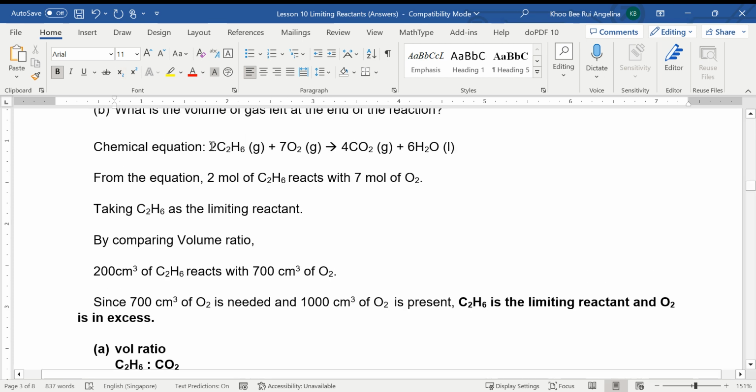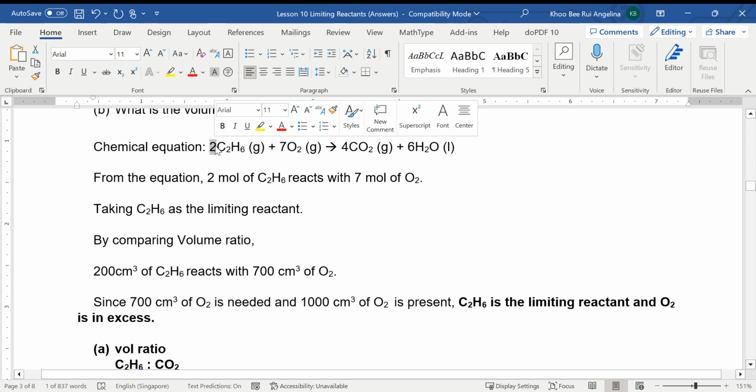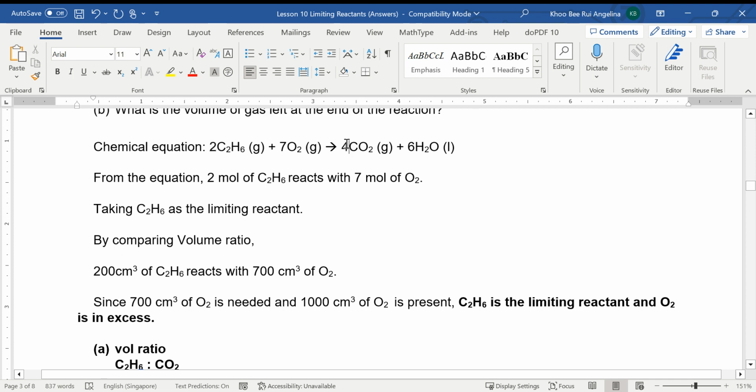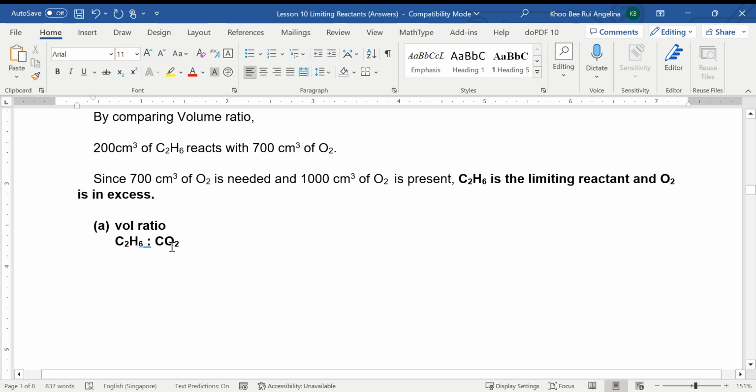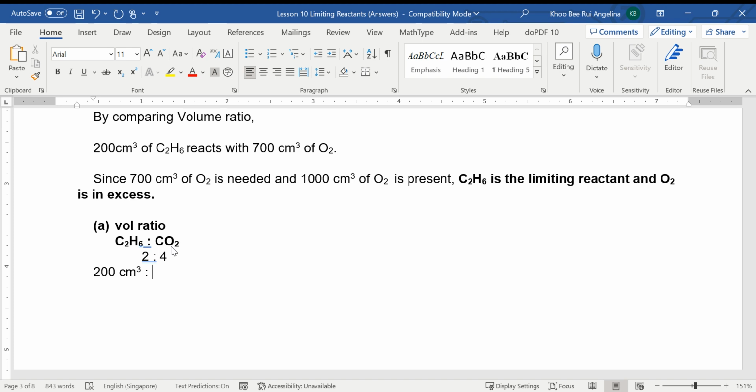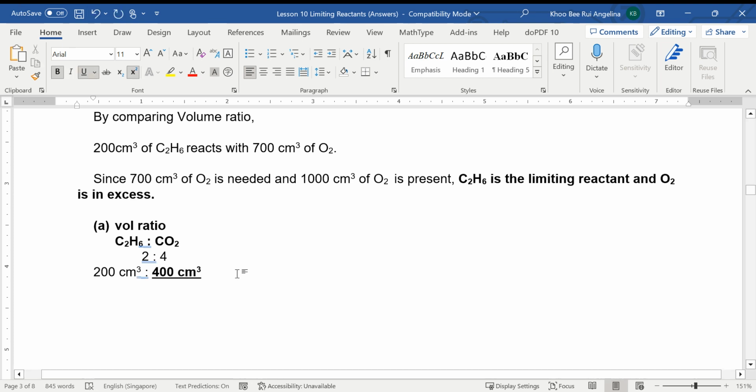So looking back, the ratio is 2:4. So the ratio is 2:4. And then I have 200 cm cube of ethane, right? So which means I will have 400 cm cube of carbon dioxide. So in this reaction, 400 cm cube of carbon dioxide is being produced.